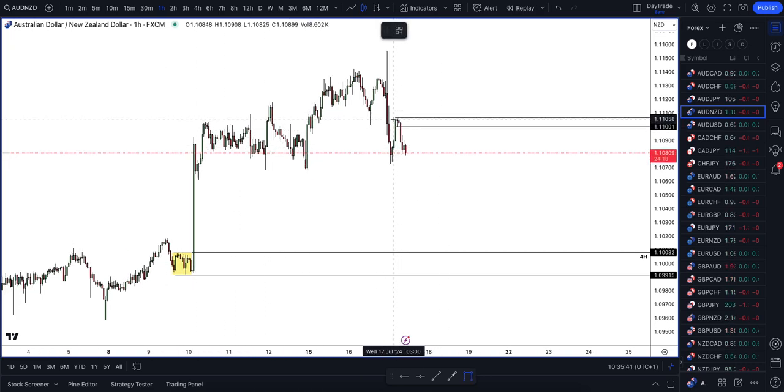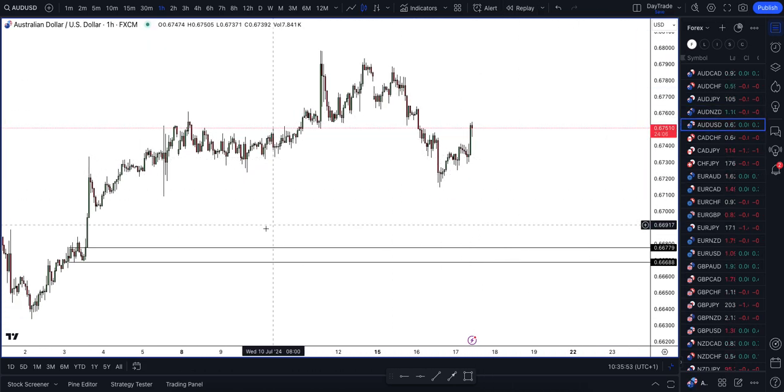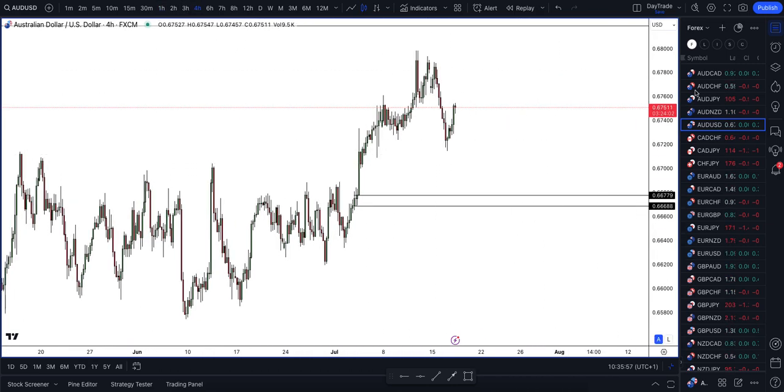Good hourly zone here. Look to hopefully take that in the New York session today, down to this 4-hour demand zone. Okay, so into Aussie dollar, US dollar. Nothing here either. This is pretty choppy action at the moment.